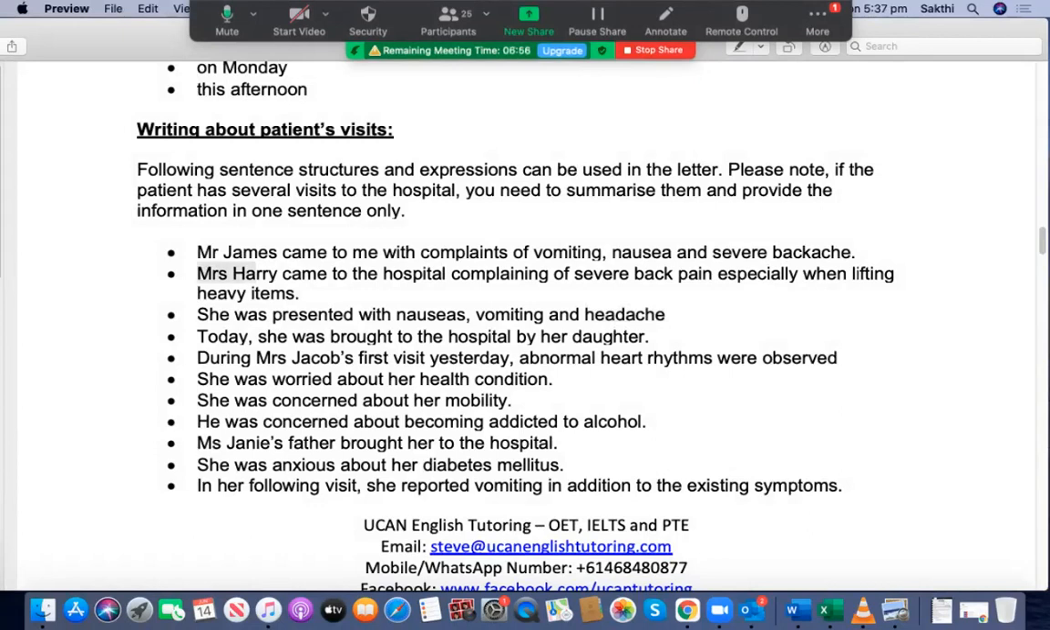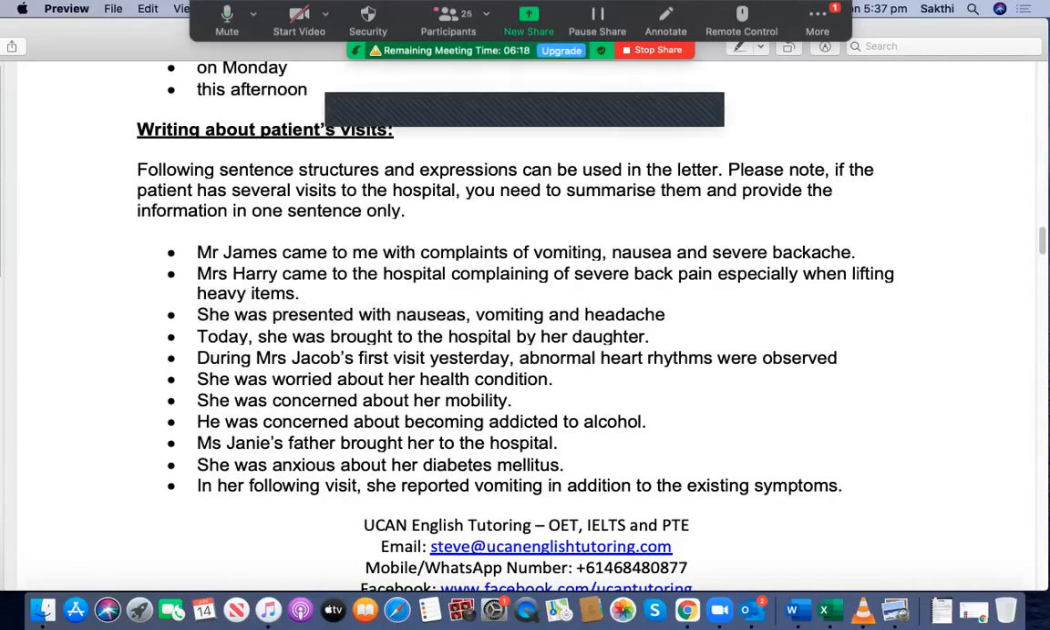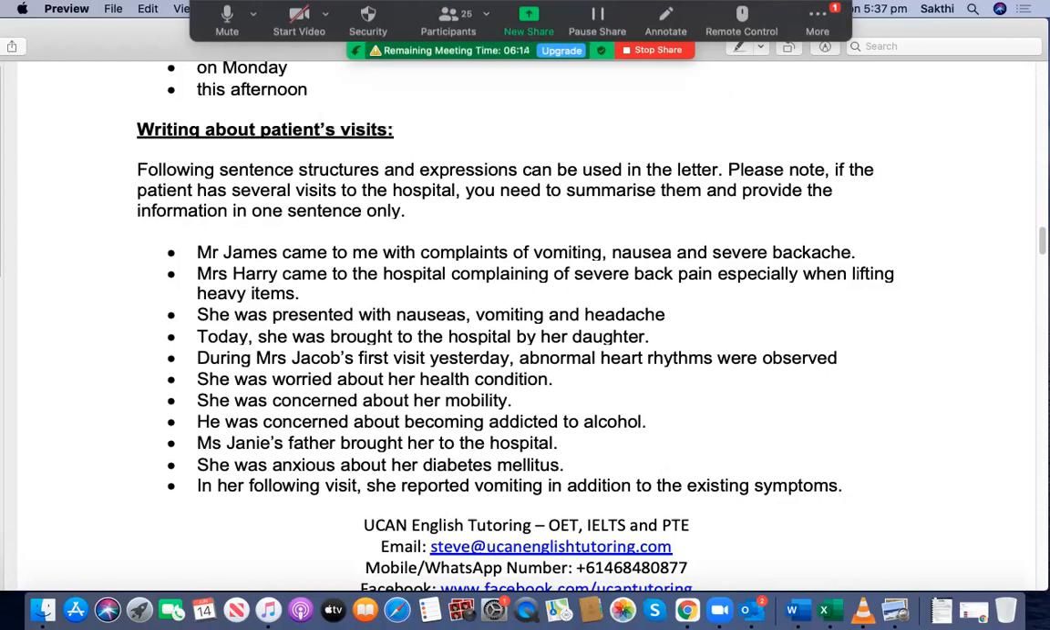Mrs. Harry came to the hospital complaining of severe back pain, especially when lifting heavy items. Try to start with simple sentences in the beginning when you write the letter, and slowly add information at the end of a simple sentence to make it a complex or compound sentence structure. That is the best way to deal with your grammatical accuracy. You should be able to slowly build up your confidence in terms of sentence structures. Look at this one. She presented with nausea, vomiting, and headache.